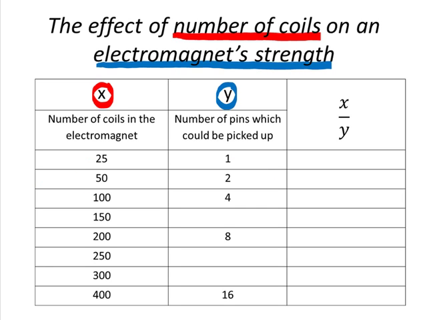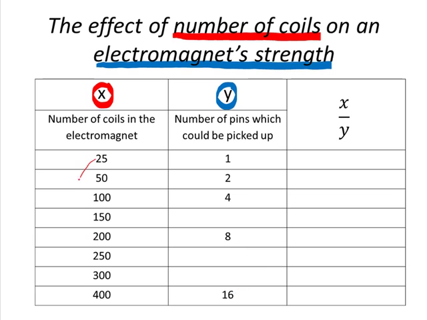Let's compare, let's say maybe the third to the fifth electromagnet. Again, we have a doubling from 100 to 200 coils. And we have a doubling of the number of pins it can pick up. 4 times 2 equals 8. Another doubling over here, 200 coils to 400 coils. Again associated with an outcome doubling from 8 to 16 pins.